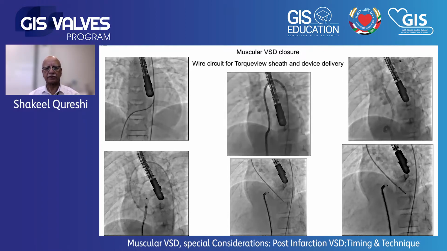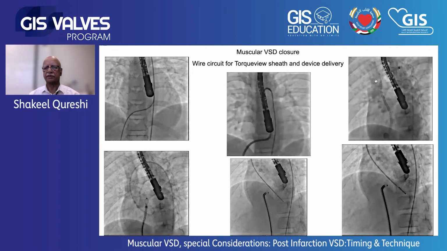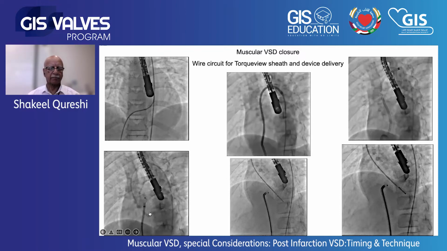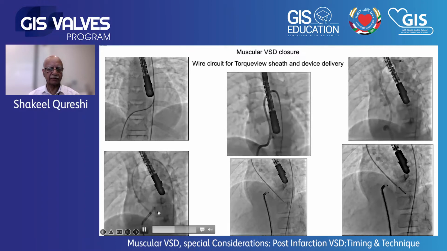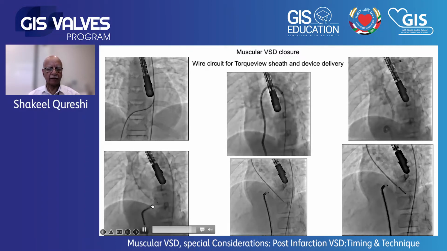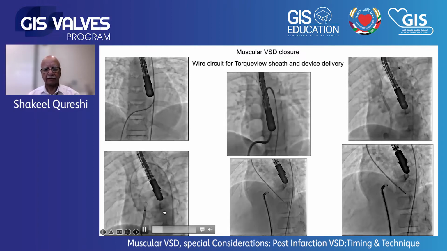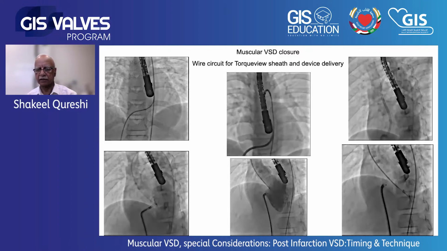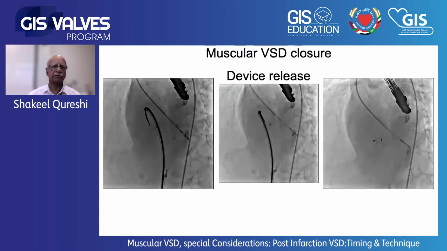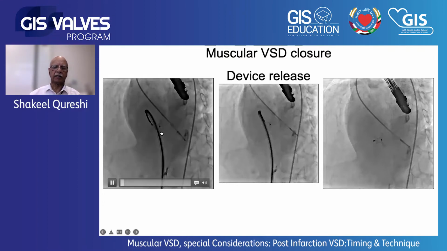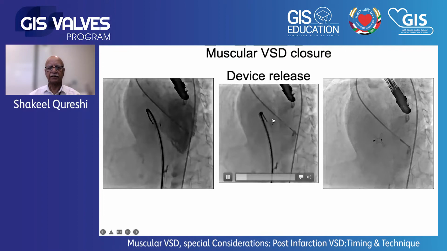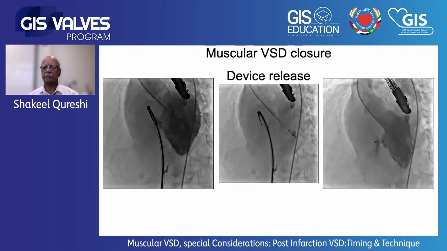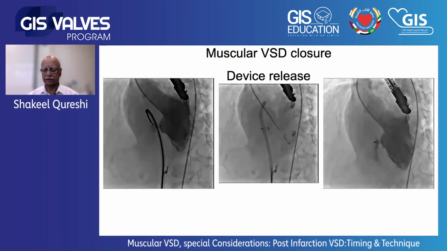Then a TorqVue sheath is passed over the circuit into position in the transverse arch before the circuit is broken. Here you see a muscular VSD device partly open in the ascending aorta, dropping into the left ventricle, and then the disc is opened properly. After some check angiograms, the right ventricular disc is opened like so. Once we're happy, check angiograms are performed, and if the position is good, the device is released, as you'll see there. And there's the final angiogram showing an excellent result with a minor leak through the device.